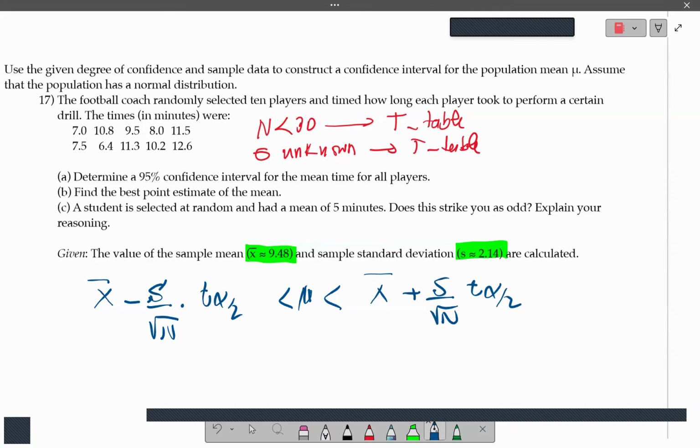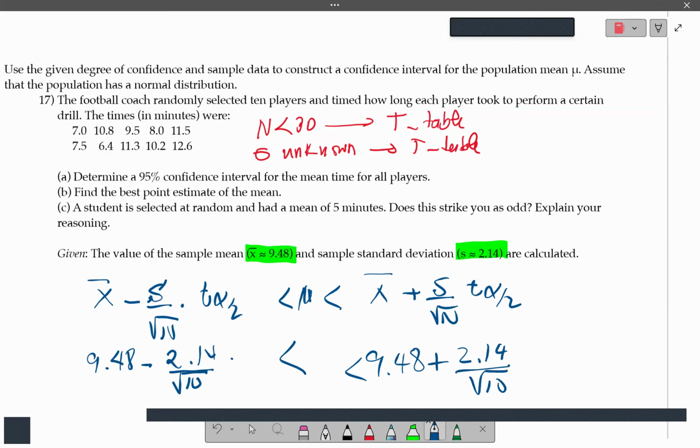So do I know the X bar? Yes, the X bar is going to be 9.48. Do I know the S? Yes, that's going to be 2.14, divided by radical N, radical 10. And the T, that's the only thing that I don't know. So I am missing the T from both sides. How can I get the T?